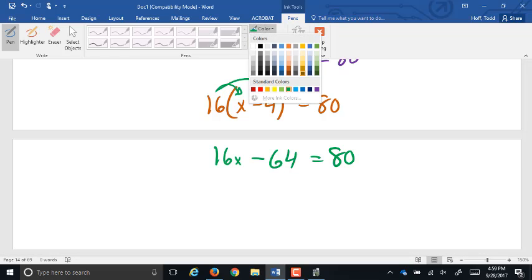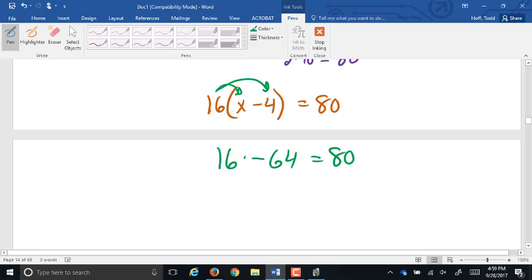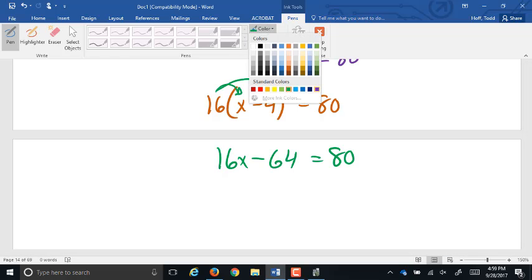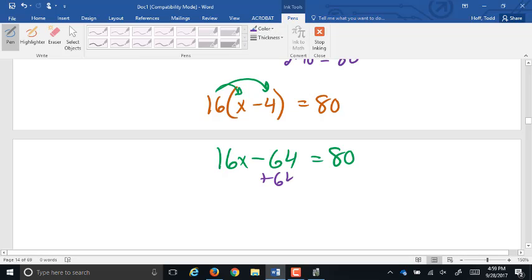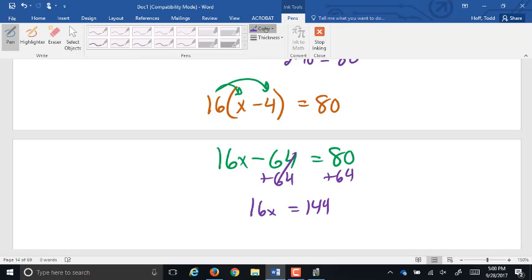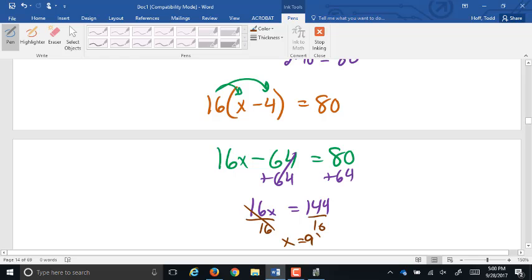Then what? There you go. We add 64. 16x equals 144. And yes, we divide by 16. And you were absolutely correct. X equals 9.